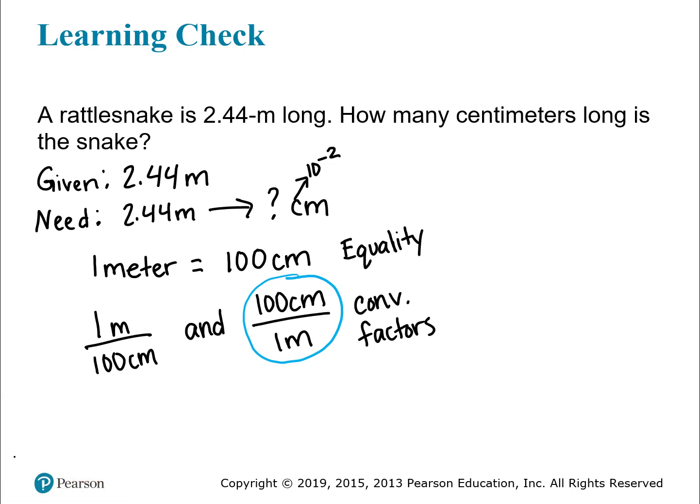Now let's set up the problem. 2.44 meters. We're going to multiply by, not green, give me blue. Multiply by our 100 centimeters over 1 meter. It's our conversion factor.